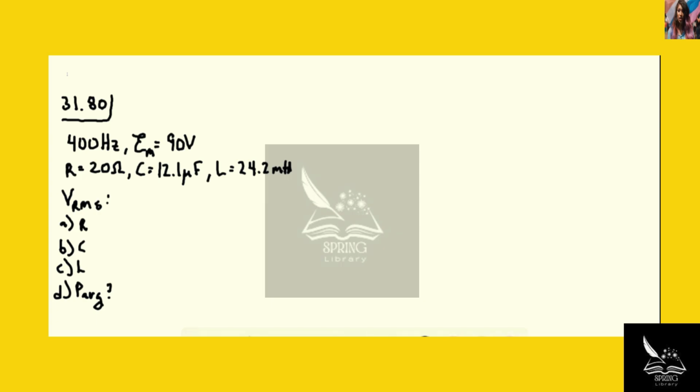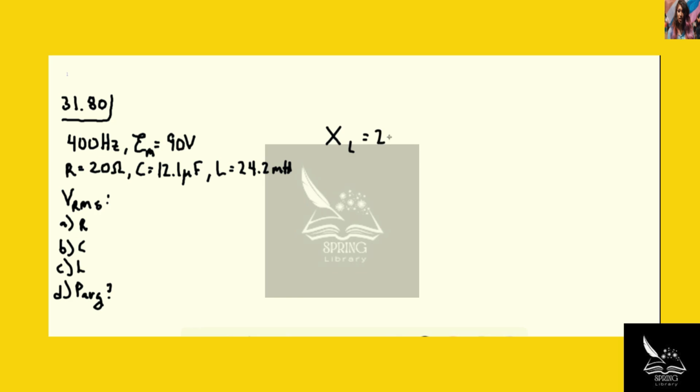31.80. So we have a series RLC circuit that's being driven by a source that has a frequency of 400 hertz and an EMF amplitude of 90 volts. We have the given component values here. First, we'd like to find the RMS voltage across each of the components, and then we want to find the average rate at which energy is dissipated.